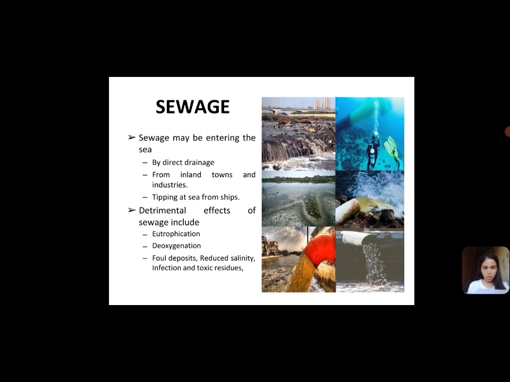Second is the deoxygenation, causing a wide range of effects on marine life, including reducing the quality and quantity of suitable habitat, also known as habitat compression, reducing growth rate, changing visual function, interfering with reproduction, and increasing disease susceptibility. And the third is the foul deposits, reduce salinity, infection, and toxic residues.